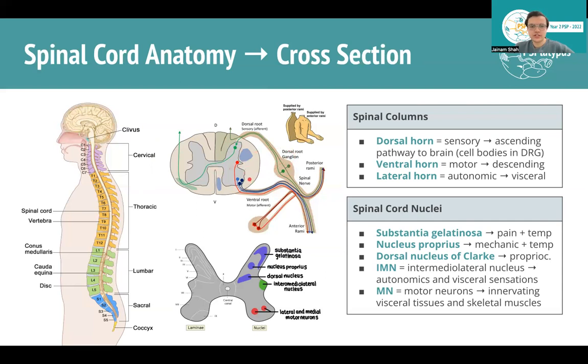You've got the ventral horn, which is at the front. That's responsible for motor neurons. So you've got those cell bodies within the ventral horn. They're descending pathways, so they will eventually end up innervating, typically, muscle.